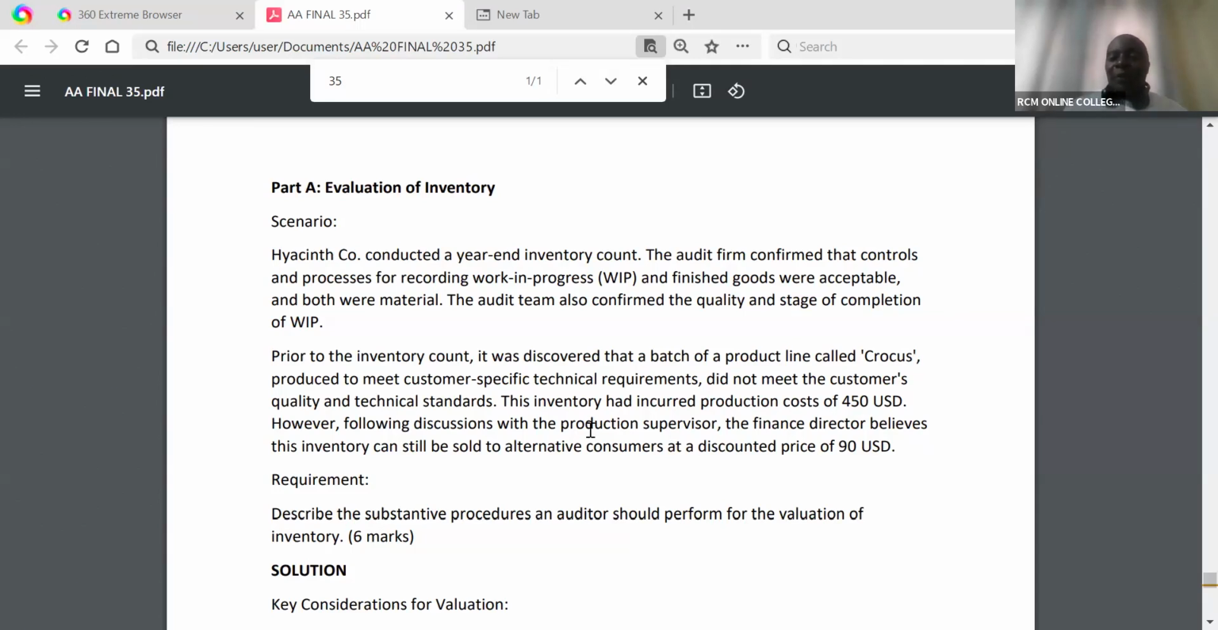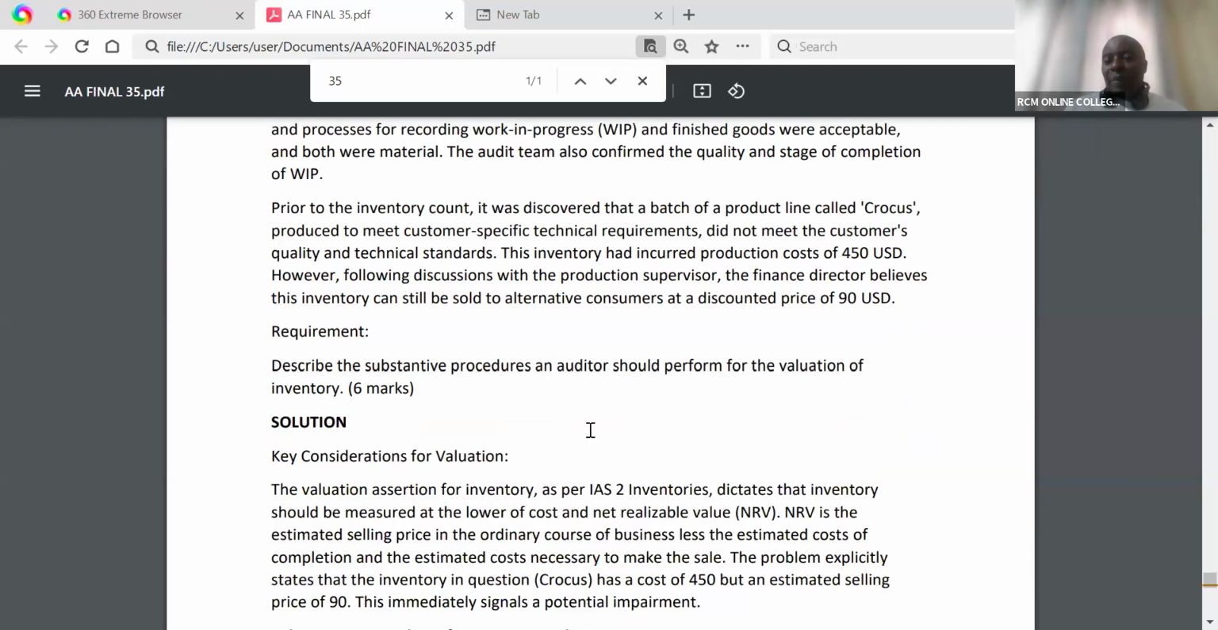So now I'm reasoning, but first of all, before I reason, let's look at the requirement. They want us to describe the substantive procedures an auditor should perform for the evaluation of year-end inventory, 6 months. I'm telling you, these are papers I've marked before. And I can assure you that there will be very few students who will be able to get even half of these marks. Because many students don't reason like detectives, police officers, when they are going for this kind of a question.